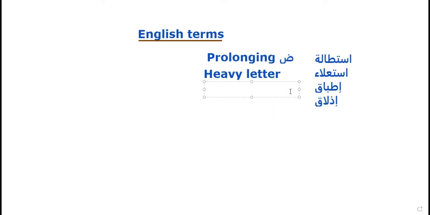Don't say kha. Kha is light. Kha has the quality of isti'la. It is a heavy letter. So say kha. But lam is light. This is the opposite of isti'la, which is al-istifal. Al-istifal is going to be light letter. So heavy letter and light letter.